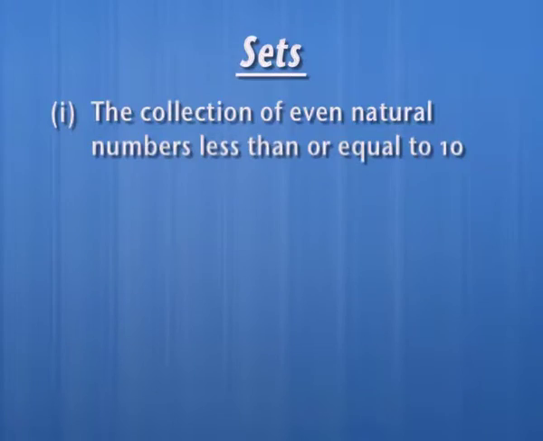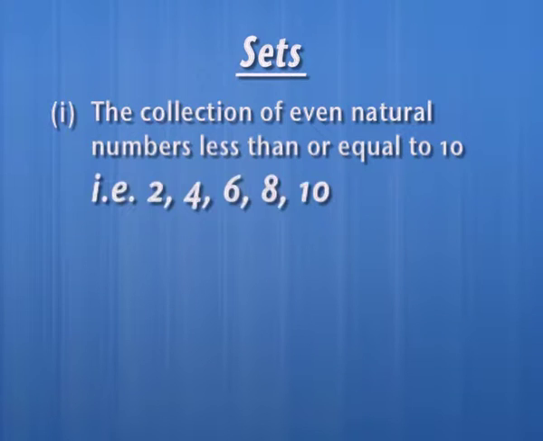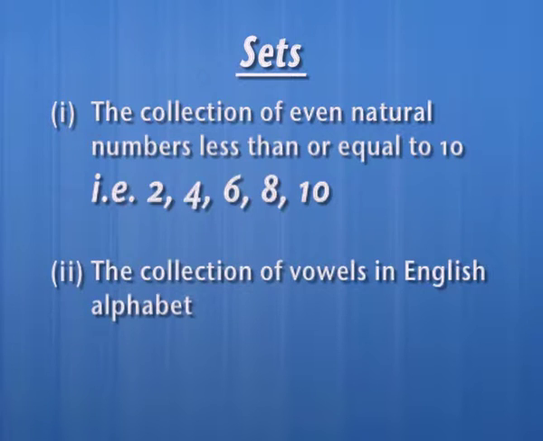Now, let us consider some numbers. Collection of even natural numbers less than or equal to 10. Of course, only these 5 numbers will be taken. No number other than these 5 will be taken in this collection. Again, suppose we collect the vowels of English alphabet, only these 5 vowels will come: A, E, I, O, U. No other letter of English alphabet will be here. These two collections are also well defined. So, the collection of these numbers and these alphabets is again an example of sets.